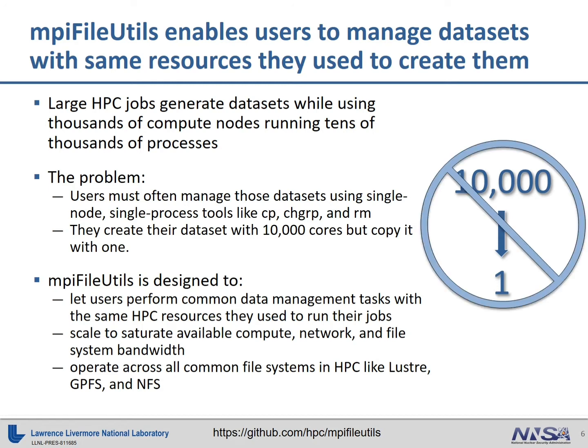It's a bad idea. So mpiFileUtils is designed to solve that by using the same resources to manage the data set that you used to generate it in the first place. So these run as MPI jobs on the same compute resources using the same nodes and the same network and the same file system. They're designed to be able to scale up so you can throw more nodes and processes at the problem if you needed. And they're designed to run across all the common parallel file systems you deal with in HPC.